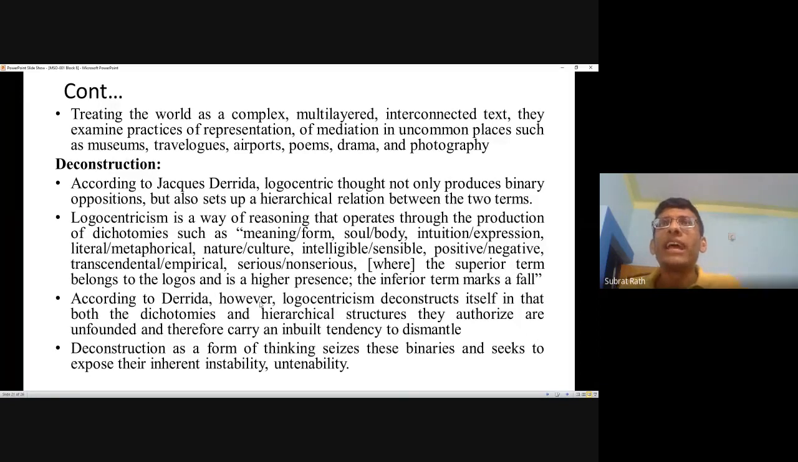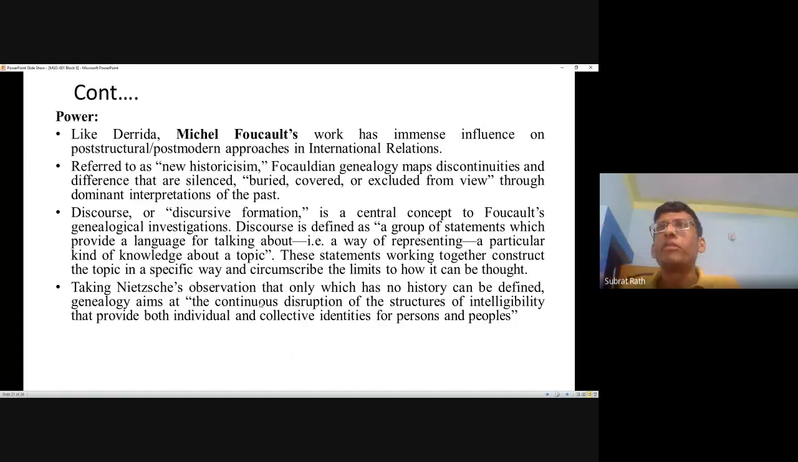Then what is power for them? Power, as defined by Foucault, is the immense influence of an approach in international relations. It refers to new historicism. According to Michel Foucault, discursive formation is a central concept to understand the genealogy of power. For example, we can only understand power by going through a constant analysis from a historical point of view. So he is saying that knowledge is power, and we need to exercise our knowledge and try to understand the whole process of knowledge making.